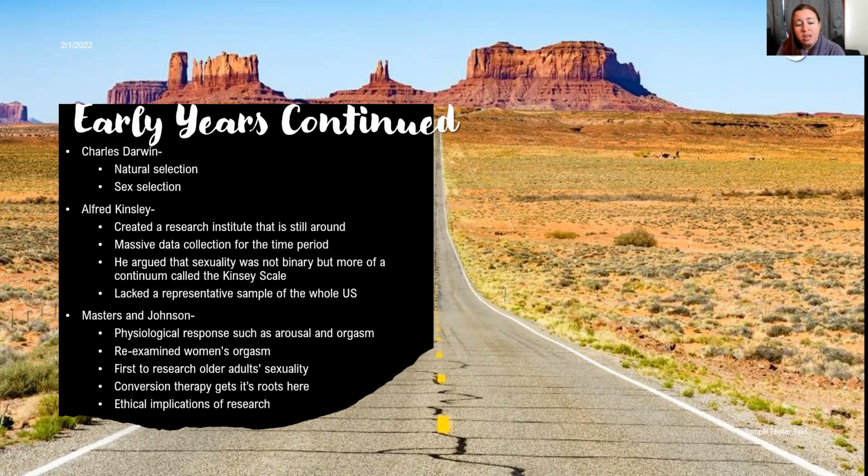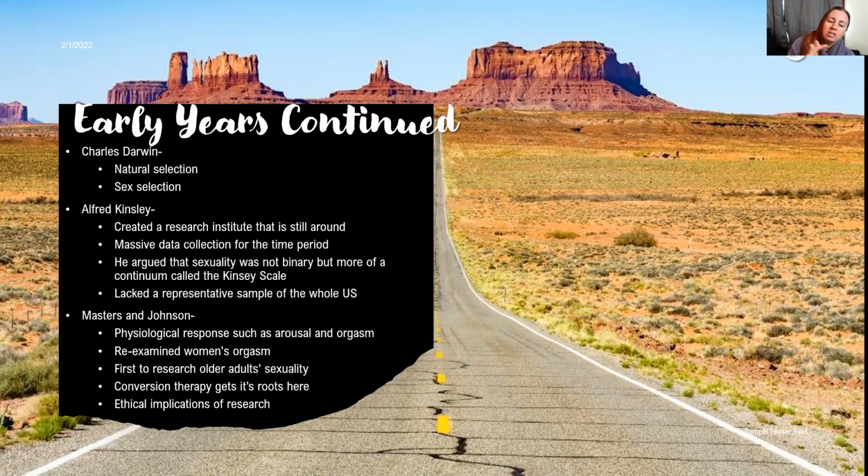He argued that sexuality was not binary, but more of a continuum, and he called that the Kinsey scale. But it lacked a representation of the whole U.S. It was really focused on middle-class, white, Midwestern Americans, because that's who he had access to at the time. And that's really what his research population was. However, it did show that consistently there were gender differences for how sexuality was experienced. And it also showed that there was differences, especially when it came to partnership and age when sexuality starts, all of these things. But it also talked about the idea that within different parts of your life, you are looking for different sexual interactions and different kinds of sexual partners and different kinds of sex. And so that was really a big deal for sexuality research in general.